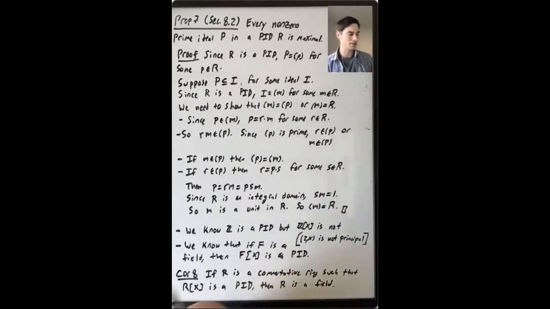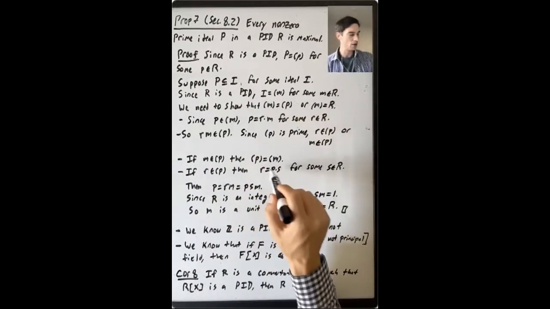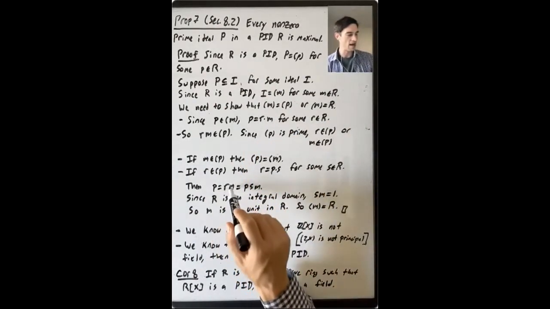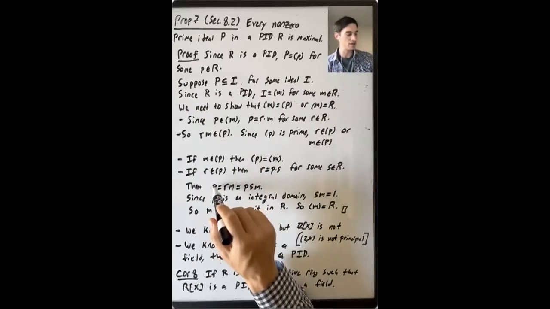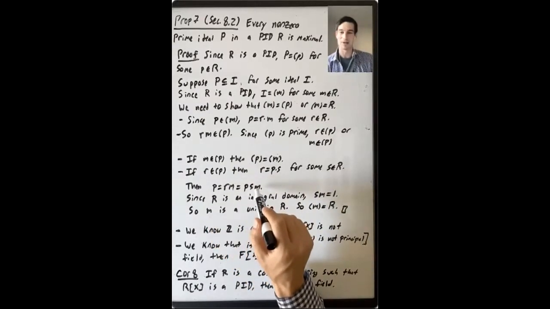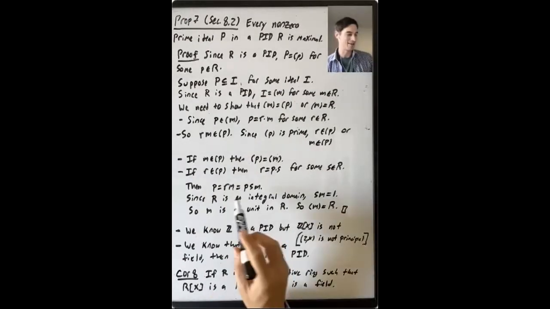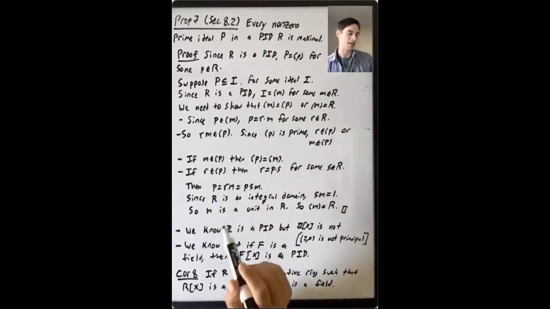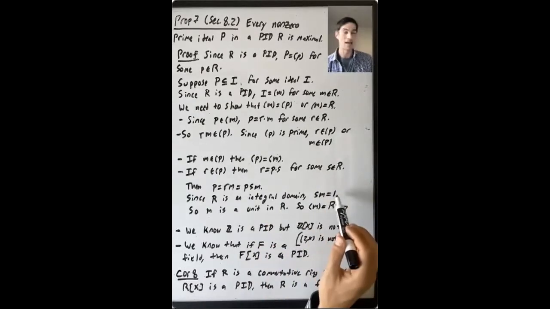But okay, so what do we know? We know that P is equal to RM and R is equal to PS. So P is RM and R is PS. So P is equal to P times S times M. And okay, you subtract from both sides, you factor out a P, you see that P times (SM minus 1) equals 0. And since R is an integral domain, that means that SM has to be equal to 1.